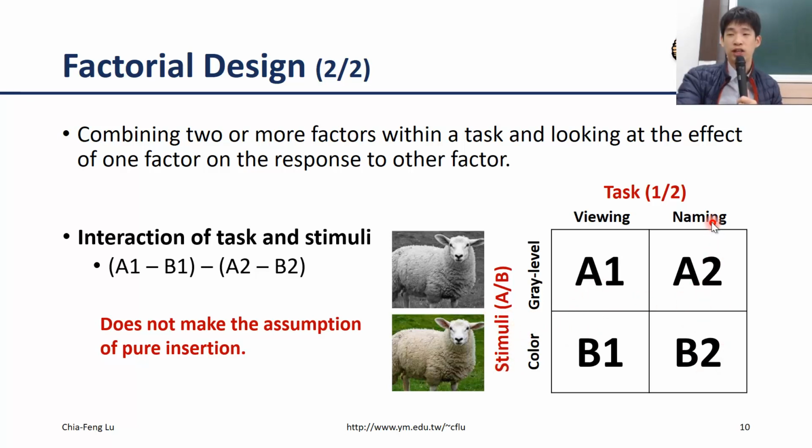And again, this one is under the same task, but this time under the naming task. Now you can see the difference induced by the color pictures, A2 and B2. And now you do the subtraction between these two categories. This is a more complicated one, but now you are allowed to investigate the interaction between task and stimuli. You can see the difference right here, but also the difference right here. So this is the interaction of task and stimuli.